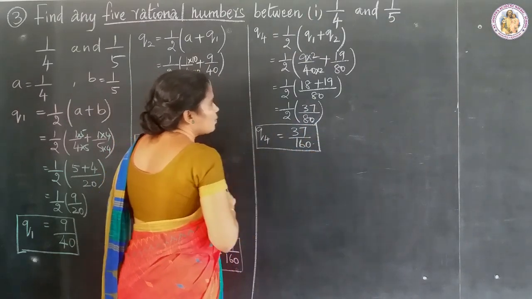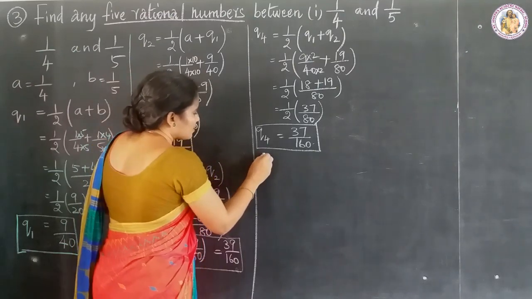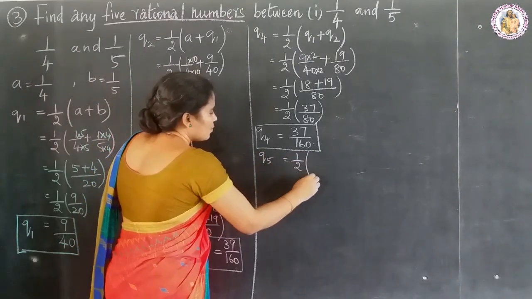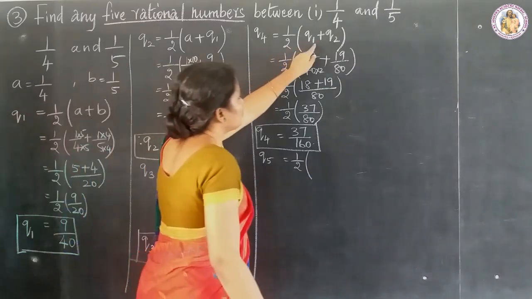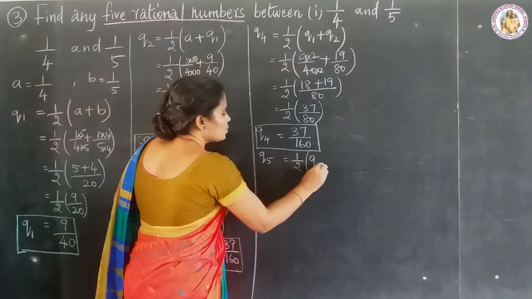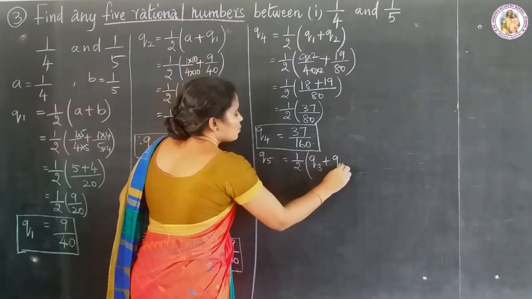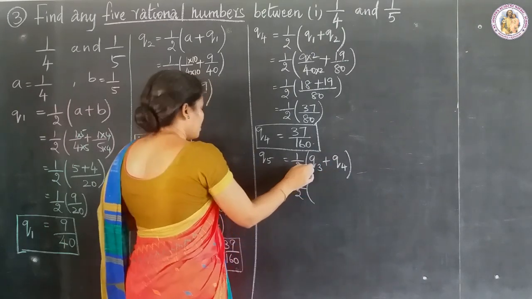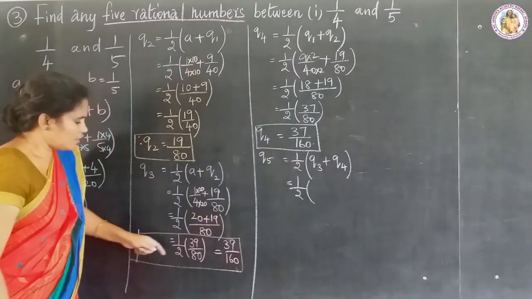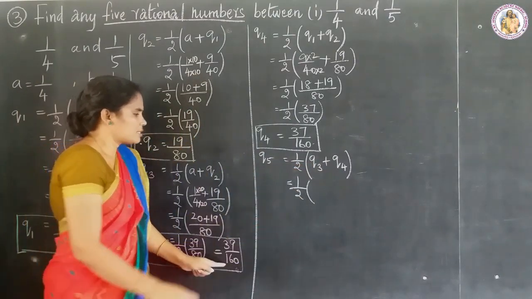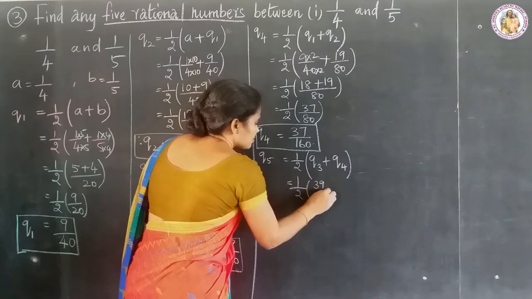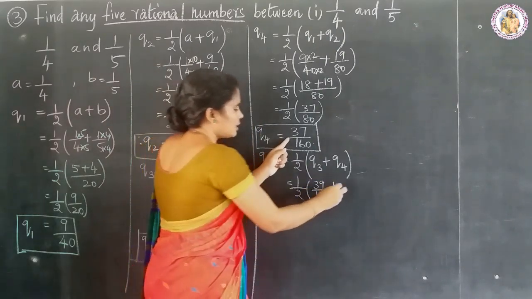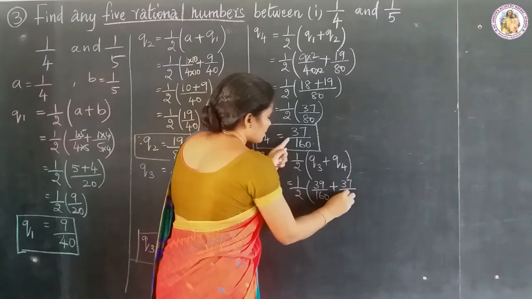We have to find one more, Q5. So Q5, 1 by 2 with Q1 and Q2. Then we can go with Q3 plus Q4. 1 by 2 for Q3. For Q3, we got 39 by 160 plus Q4, 37 by 160.